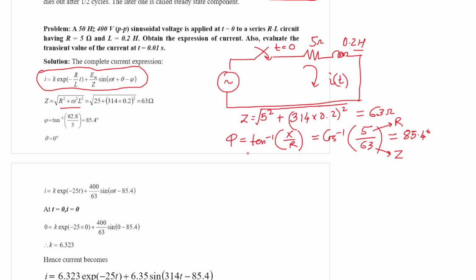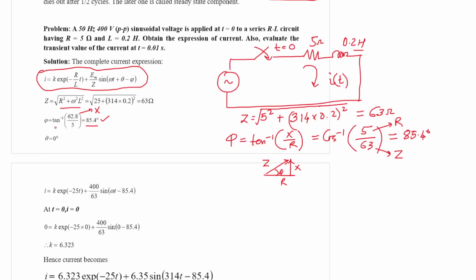Or if you write in terms of tan, it should be X by R, perpendicular by base. So it is R, it is X, and it is Z. If you represent in terms of cosine, it should be R by Z, and in terms of tan, it should be X by R. In the problem itself, X is 62.8, divided by R, which is 5. If you evaluate, it is 85.4 degree.